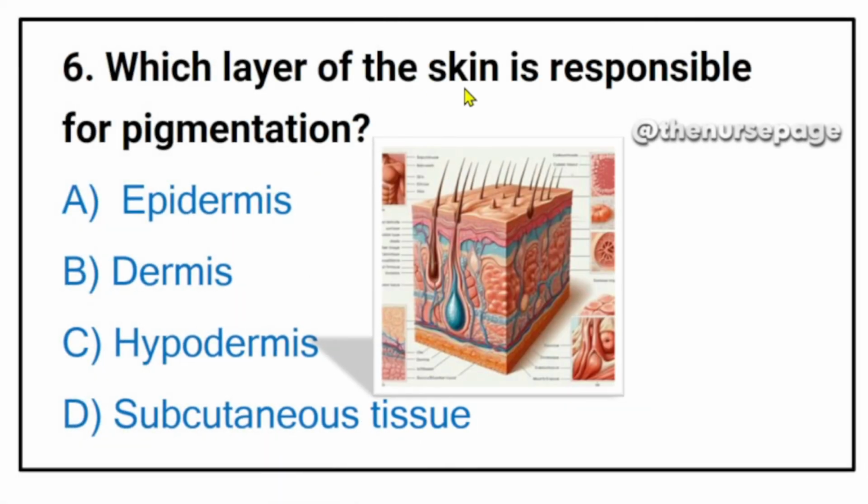Sixth question, which layer of the skin is responsible for pigmentation? Epidermis, dermis, hypodermis, or subcutaneous tissue. Because of pigmentation, a person gets a particular color of the skin. That may be white, black or pink. These are due to pigmentation of the skin. So which layer is responsible for giving pigmentation? The correct answer is epidermis, the superficial layer of the skin.